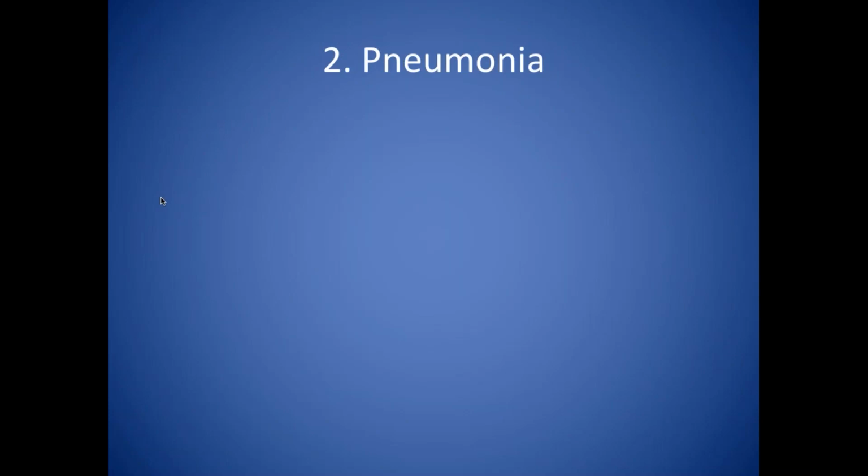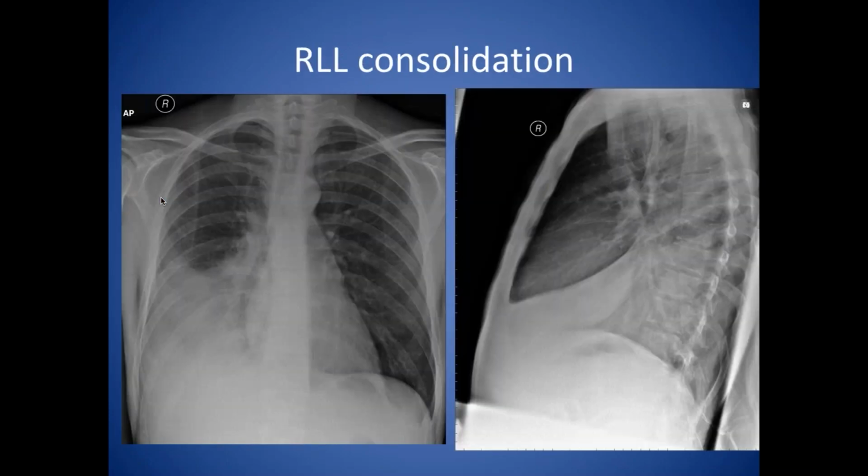Okay, let's have a look at some pneumonia examples. This is right lower lobe consolidation. You can't see the right hemidiaphragm, but you can see the right heart border. This is a lobar pneumonia, and it's probably going to be due to something like pneumococcal pneumonia.